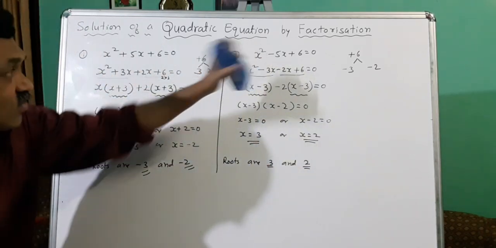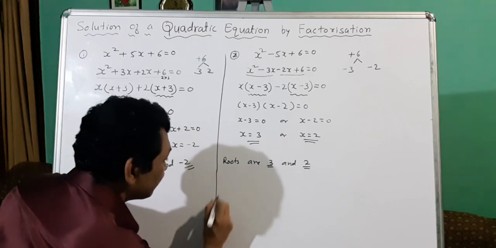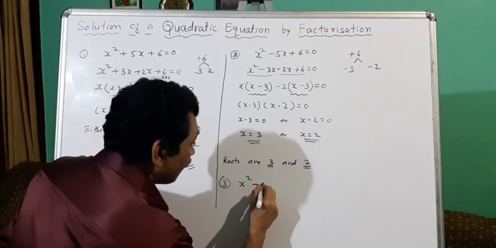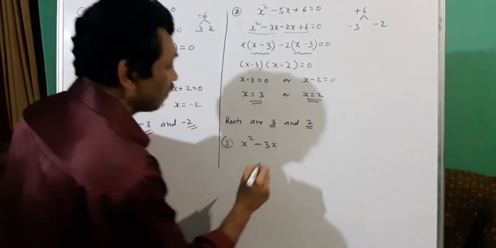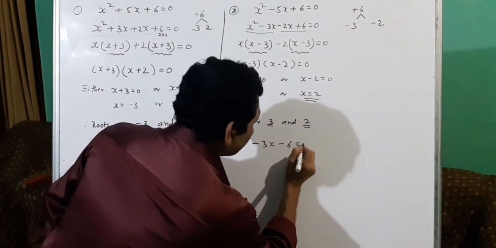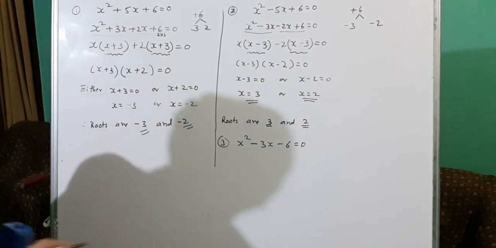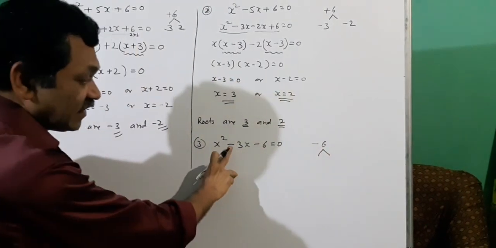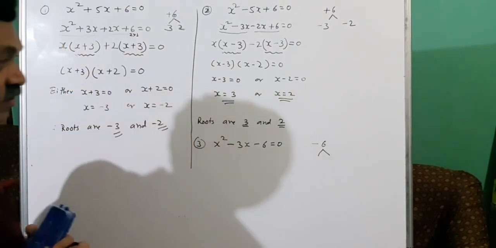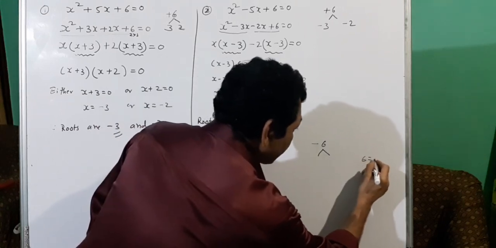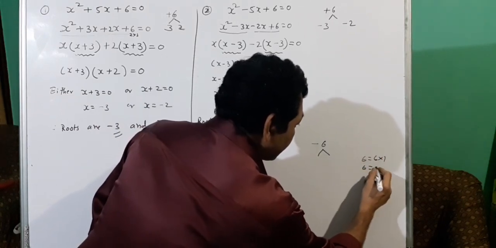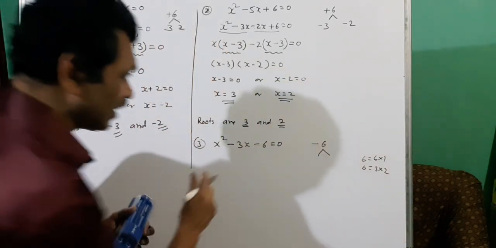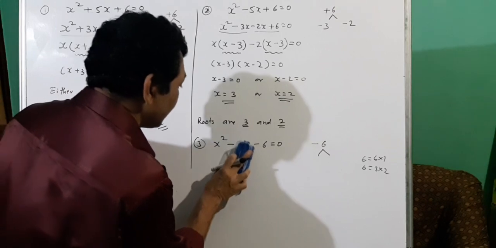Okay, suppose in place of minus 5, I'll take another example, number 3. So x square minus 3x minus 6 equal to 0, suppose. So now we want two numbers whose product is minus 6 and sum is minus 3. Okay, so 6 is equal to 6 into 1, 6 is equal to 3 into 2. Okay, I'll take minus 5, sorry. Same number, but minus 5x.